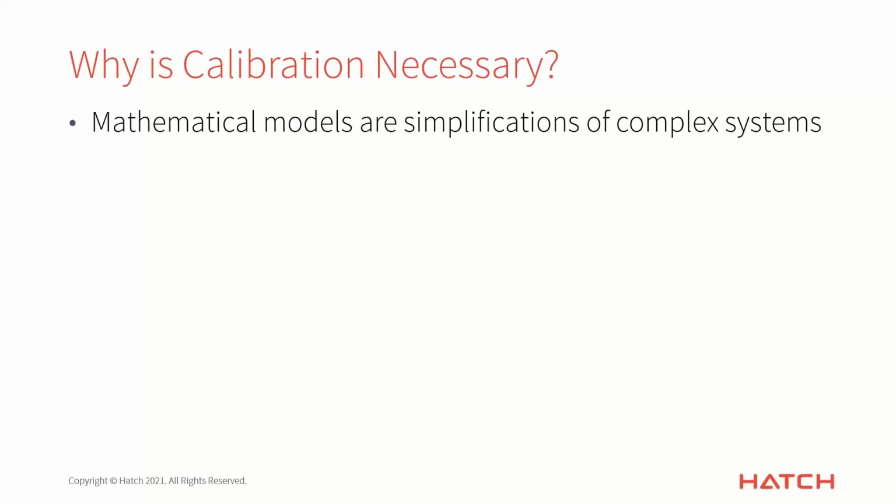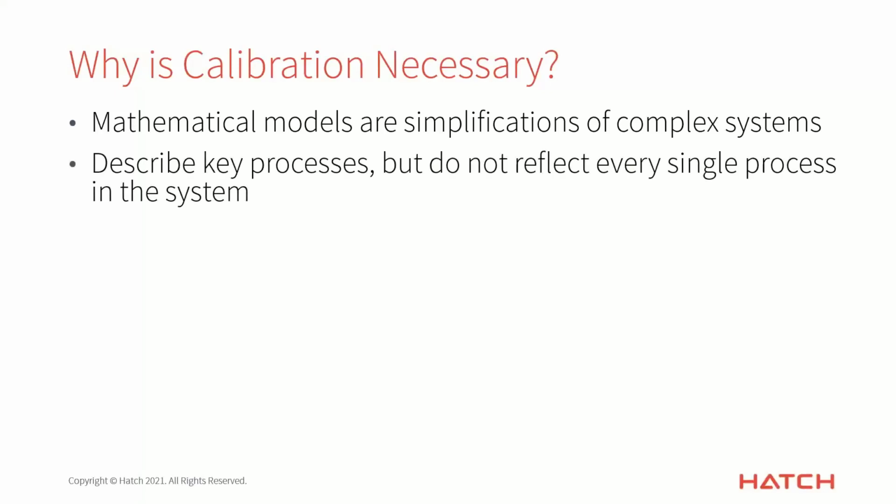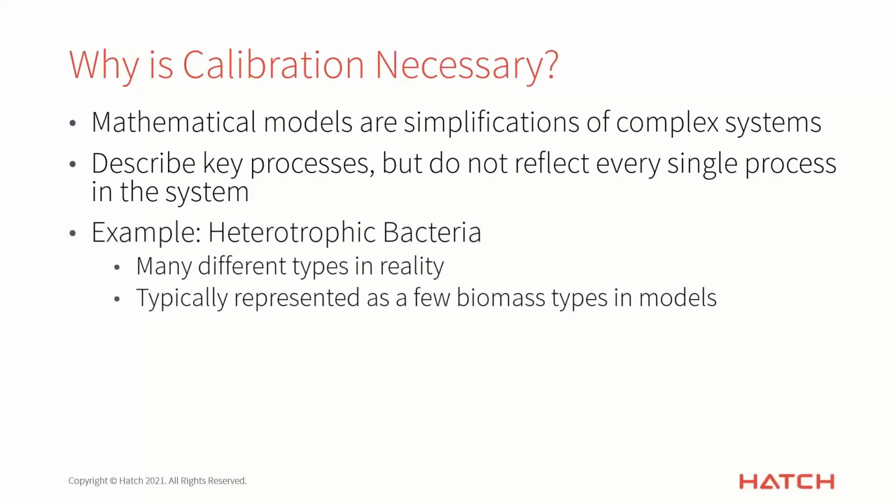Okay, thank you, Spencer. So just before we get into how to calibrate, first I just wanted to give a little bit of background on calibration in general and why we even need to calibrate our models. So basically, mathematical models are simplifications of complex systems. They describe the key processes in the systems, but they don't reflect every single process in a system. So that's basically why we need to calibrate the models.